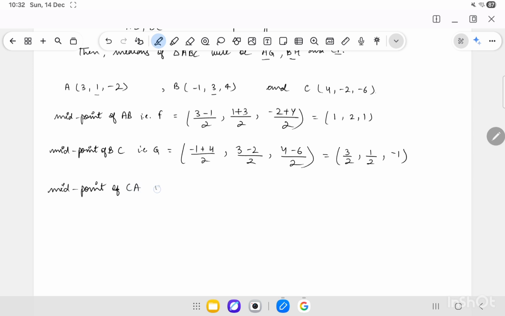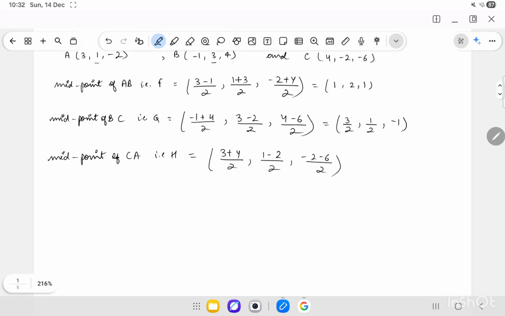And likewise midpoint of CA will be H, that will be equal to 3 plus 4 divided by 2, 1 minus 2 divided by 2, and minus 2 minus 6 divided by 2, which will be equal to 7 by 2, minus 1 by 2 and minus 8 by 2, that is minus 4. So these are the midpoints of the sides of triangle AB, BC and CA.